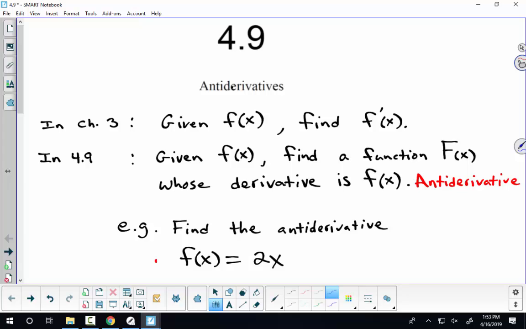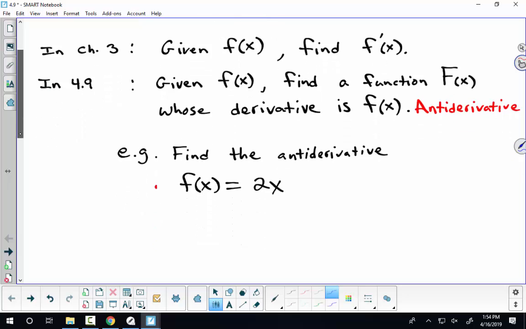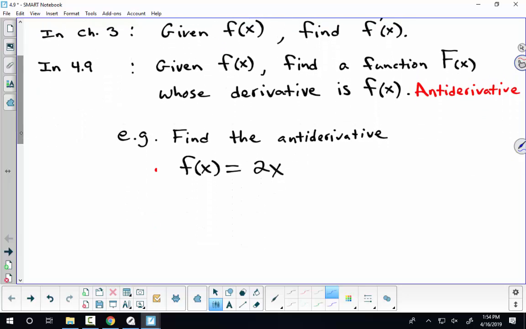So in chapter 3, the idea was if you were given a function, it would say find the derivative of that function. Here in 4.9, we're still given a function, but now we're thinking of the reverse process. Instead of find the derivative of this function, it says find the function whose derivative is the given function. Okay? And we call that process an antiderivative. So given a function f of x, find another function we'll call capital F of x for now, whose derivative is f of x.